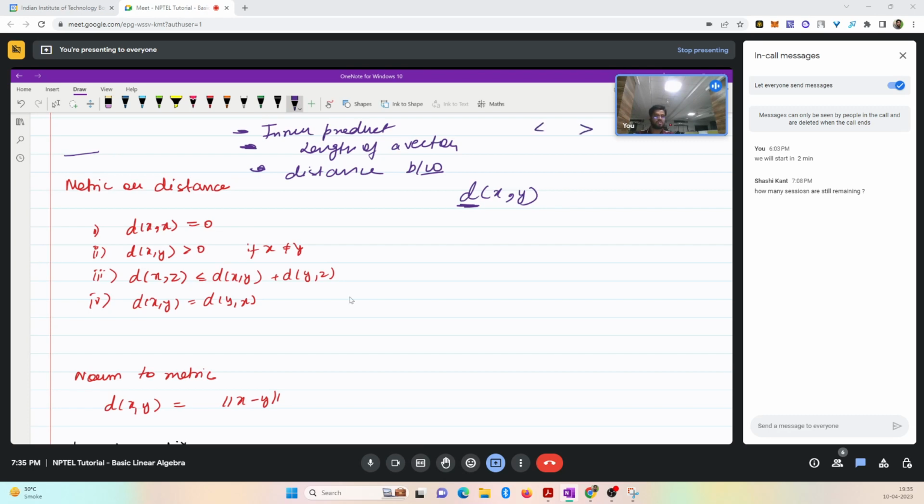You are denoting inner product by this symbol, norm by this symbol, and distance we will denote by d. So distance between x and y can be given by a function that satisfies these four properties. What are these four properties? That the distance of a point from itself must be 0. Very intuitive, right? So distance of a point from itself must be 0.